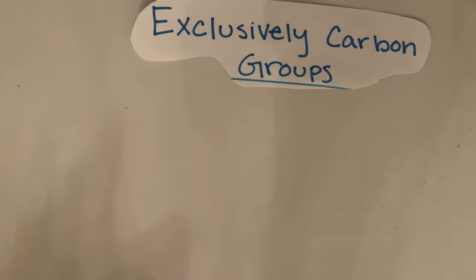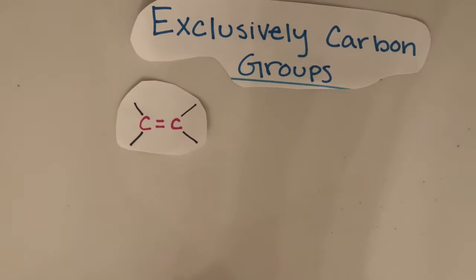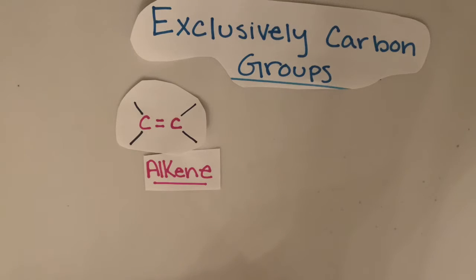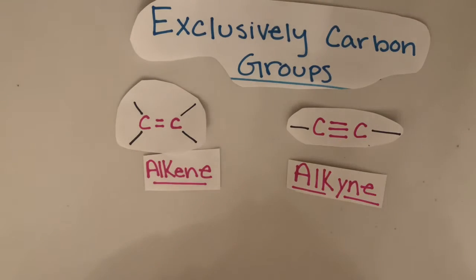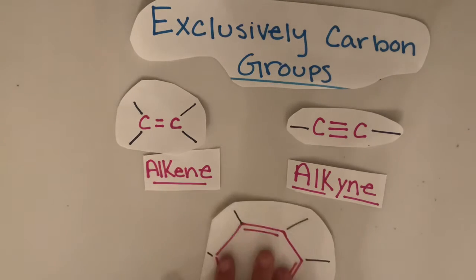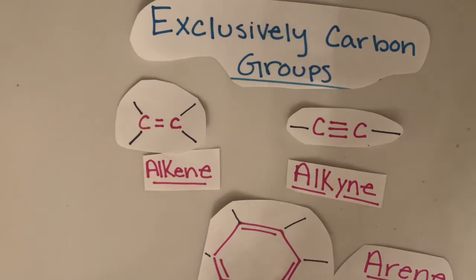So first we're going to look at some exclusively carbon groupings. The first one we're going to look at, here we have a carbon double bonded to another carbon, and we know that is an alkene because of its double bond. The next one is a triple bonded carbon, and we know that one is an alkyne because of the triple bond. And the last one in the exclusively carbon groupings is a ring, and it's an arene, like a ring. It's just an easy way to remember it.